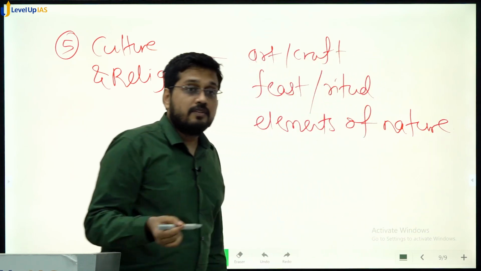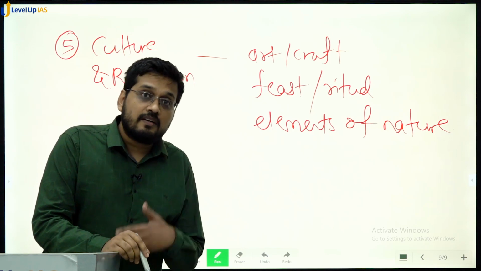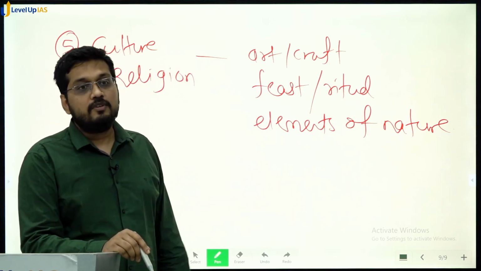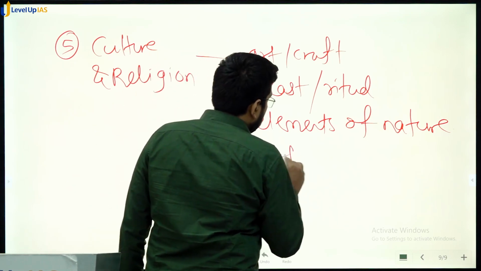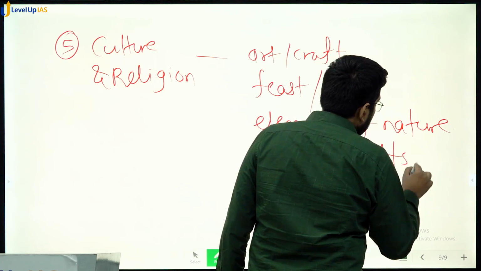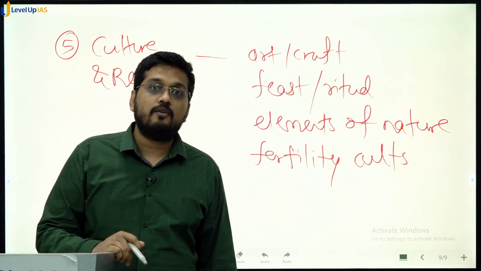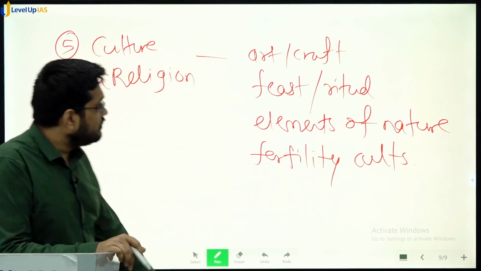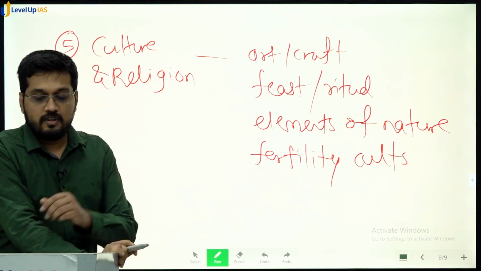Even the emergence of the female deity, that is the fertility cult, is connected with the beginning of the Neolithic era. So the fertility cult or the female deities. You see in excavations also, you find for the first time sculptures and figurines of female goddesses. So all these things in the social and religious aspect are the consequences of the Neolithic Revolution.